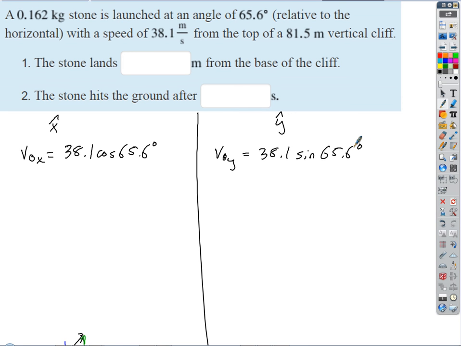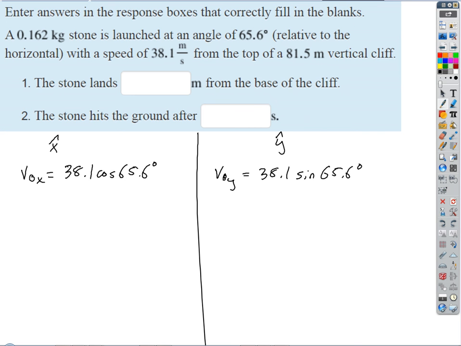What else do we know? Horizontally, not much really at this point. All we know is that it's launched from the cliff with that horizontal component to its velocity. Vertically, we know more stuff. There's more going on vertically.